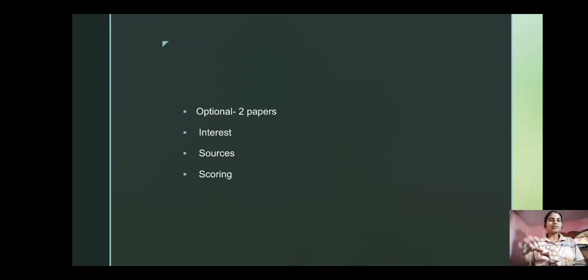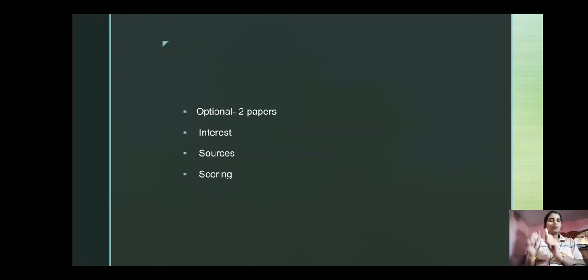I would say do not make the mistake of going by the trend, like many toppers have selected anthropology, geography, or economics, so I will also select one of these subjects. No. Please go by your instinct.